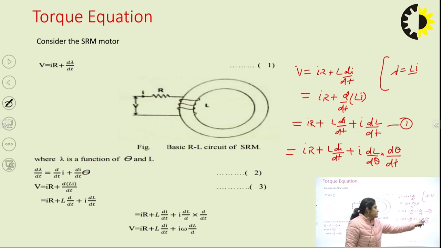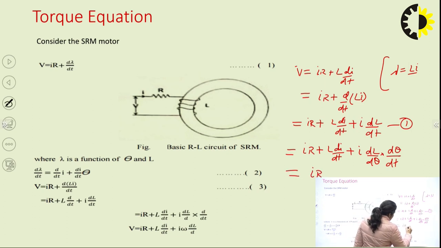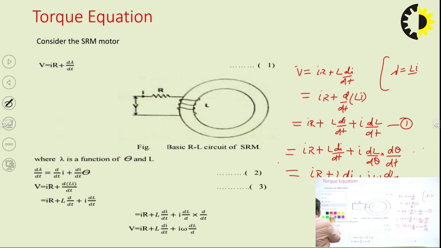I just multiply in this term d theta in the denominator and the numerator, right? So this can be written as IR plus L di by dt plus I, d theta by dt, nothing but the speed omega, times dL by d theta. So we are getting V here. So this is V, right? This is the same thing written over here. So you are getting V equal to IR plus L di by dt plus I omega dL by d theta, right?